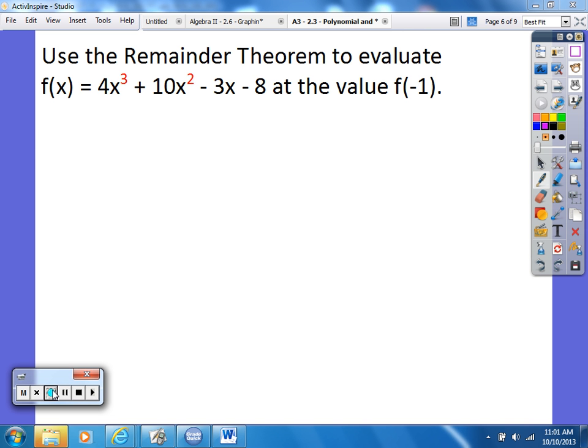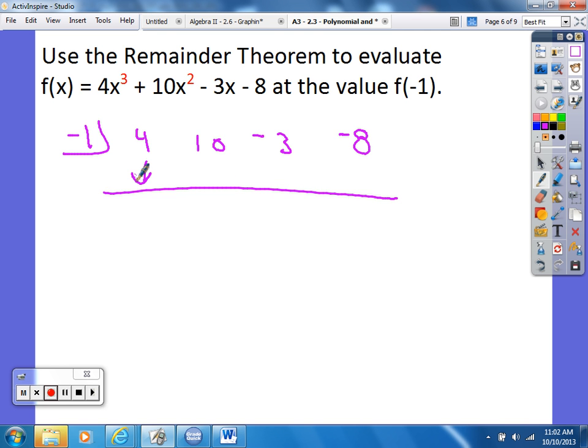So I'd like you to go ahead and do synthetic division. You're going to use negative 1. And you're actually going to go ahead and synthetically divide. So I'm going to do my synthetic division with negative 1, 4, 10, negative 3, negative 8. I hate that you guys know this. 4, negative 4, 6, negative 6, negative 9, 9, and 1.